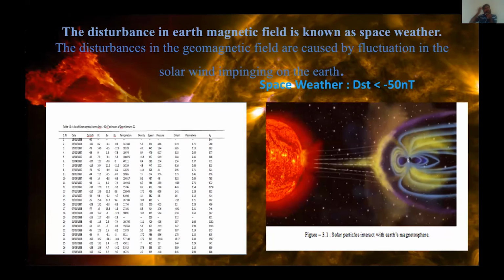Here we used a critical value of Dst, and we find some statistical relation between the solar wind parameters and geomagnetic indices. In this table, we have shown the different parameters taken from the OMNIWeb website, where the data is collected from different satellites situated at one astronomical unit. Next, please.